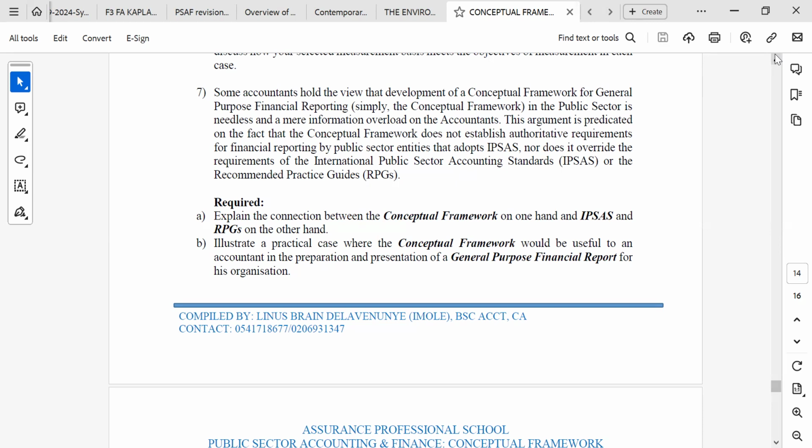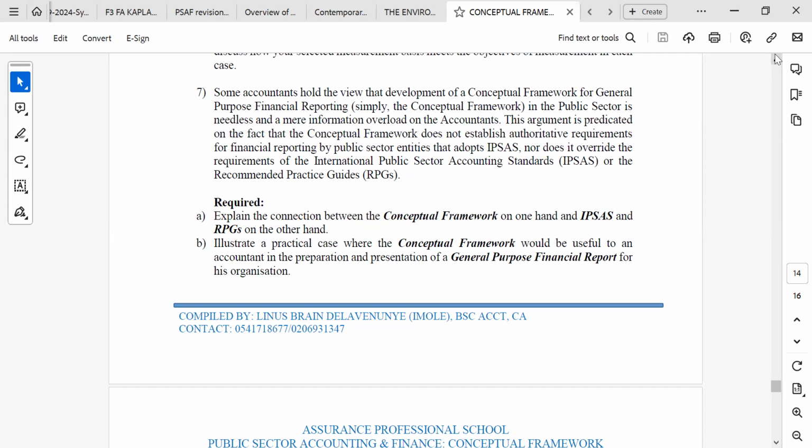Please, can you come again? Okay, they are saying that you should explain the connection between the conceptual framework on one hand and the IPSAS and the recommended practice guides on the other hand. So what is the connection between them? What is the connection between the conceptual framework and the IPSAS? And how are you going to explain?